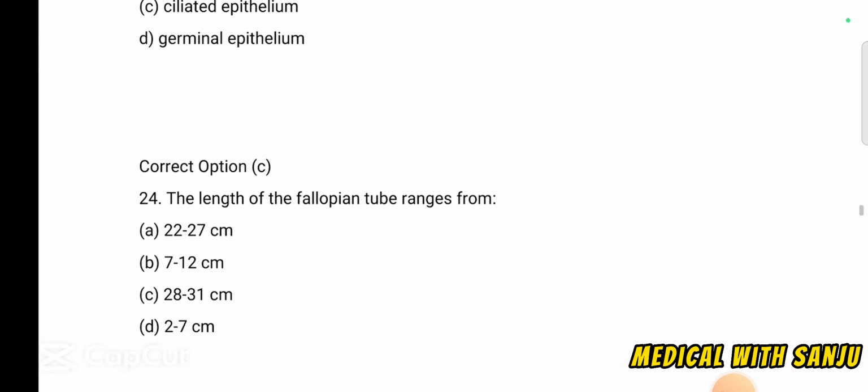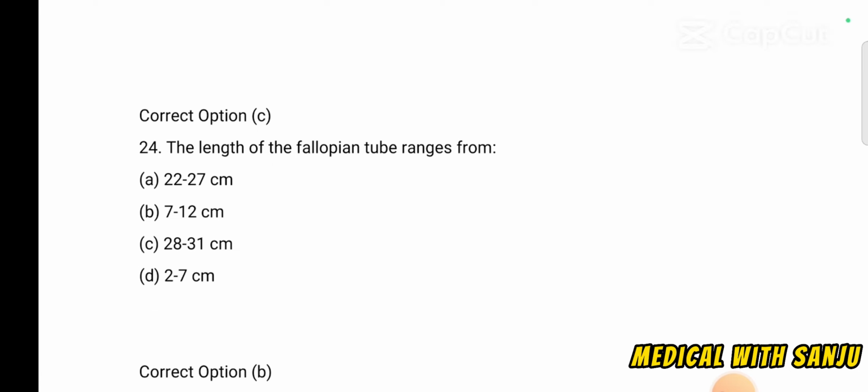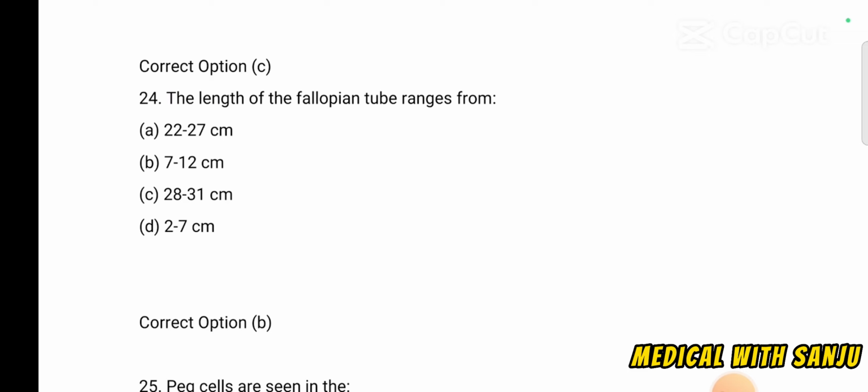Question number 24. The length of the fallopian tube ranges from option A 22 to 27 centimeter, option B 7 to 12 centimeter, option C 28 to 31 centimeter, and option D 2 to 7 centimeter. The length of the fallopian tube is 7 to 12 centimeter. Option B is right answer. Exact size is 10 centimeter.